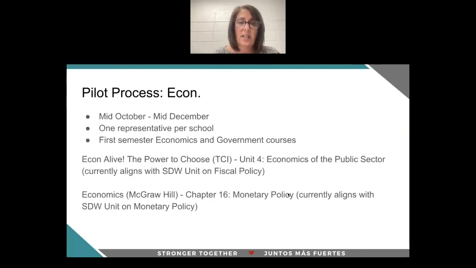The pilot process for the econ would be very similar, although they are choosing to pilot only 2, not 3 resources. So their timeline would be mid-October, and they would probably wrap up mid-December, where the government one probably lasts into January. Again, it is only one teacher from each of the schools. And then it is going to wrap up by the end of the semester.